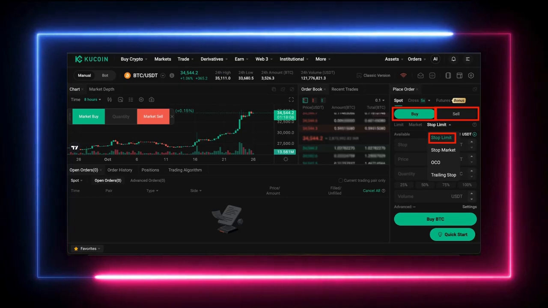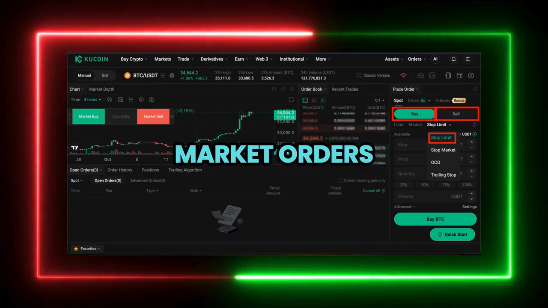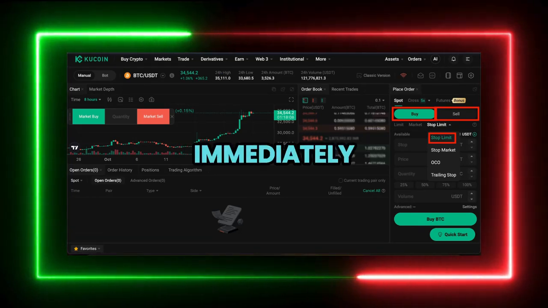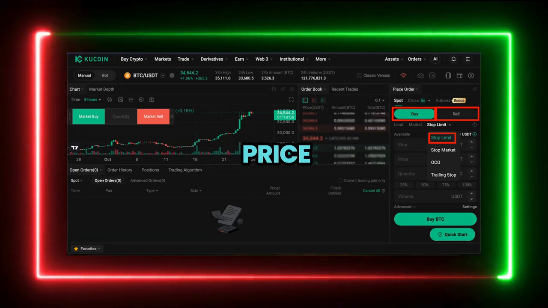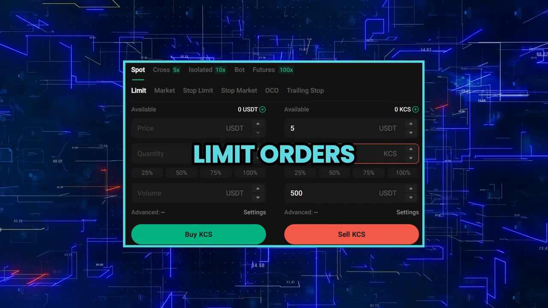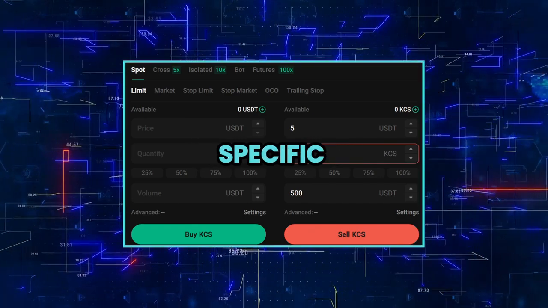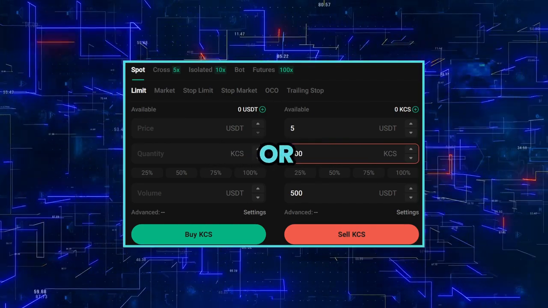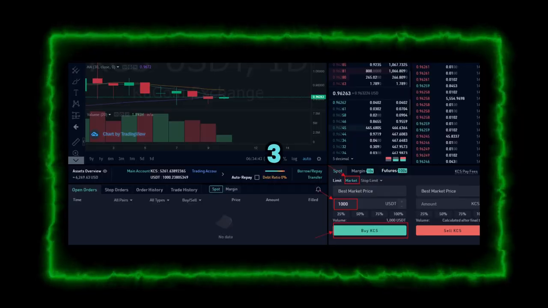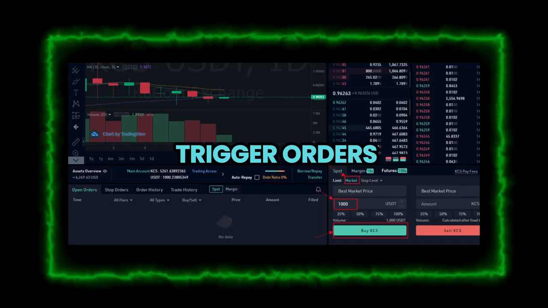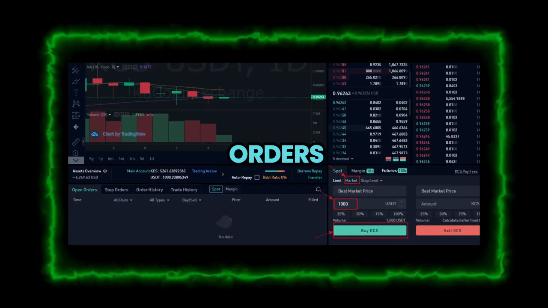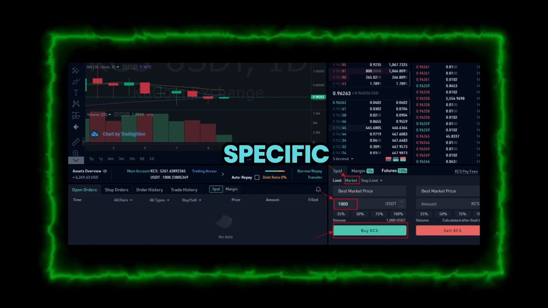1. Market orders. These are executed immediately at the current market price. 2. Limit orders. These allow you to set a specific price at which you want to buy or sell a cryptocurrency. 3. Trigger orders. These are similar to limit orders but are activated only when a specific price level is reached.